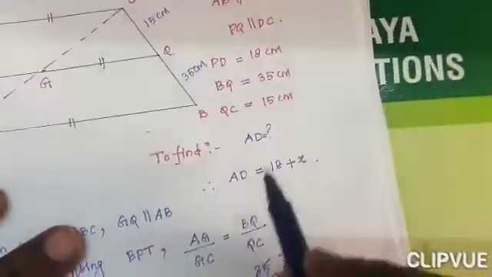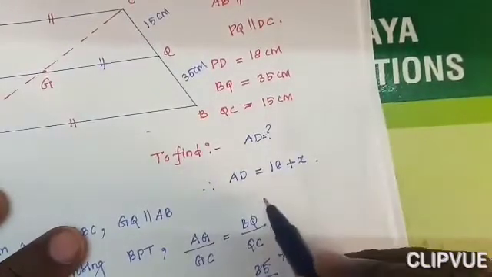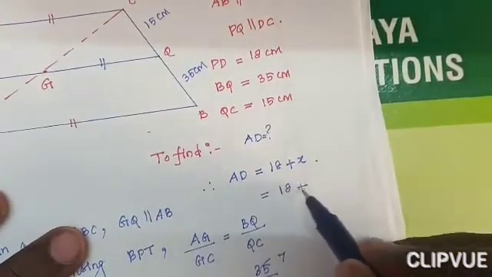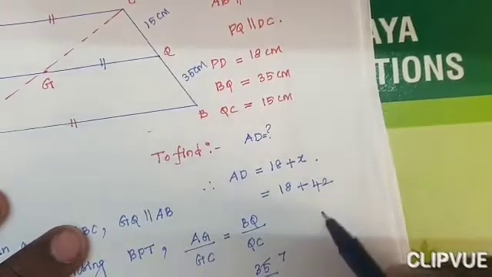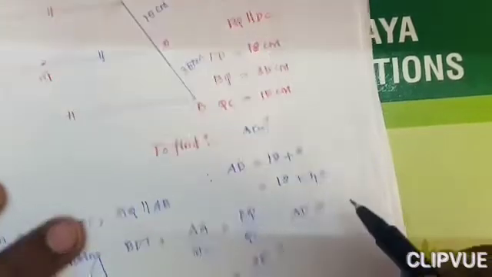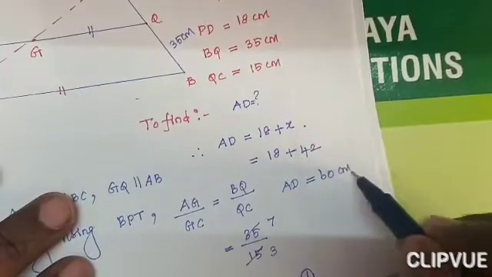Actually, they are asking to find the value of AD. So AD equal to 18 plus x value, which is 42. So AD is equal to 60 centimeter.